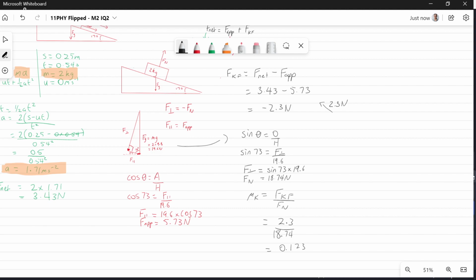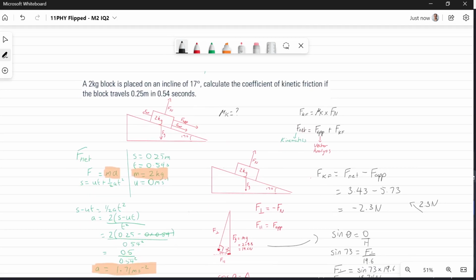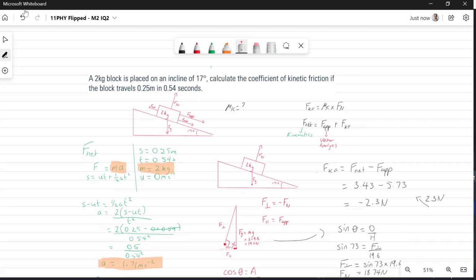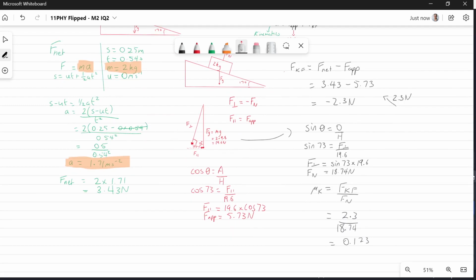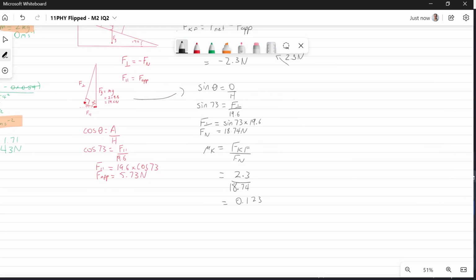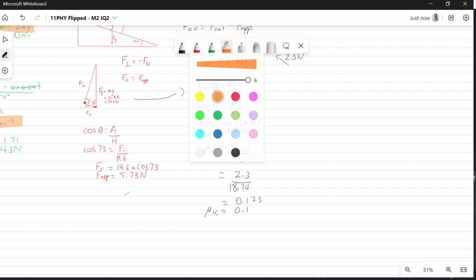0.123. Now, when we look at the original question and the data that we used in this problem, the mass of the block has only been reported to one significant figure here, 2 kilos, which is going to mean that we need to round our final answer to one significant figure as well. So the final thing that I'm going to write here is that mu k is equal to 0.1, and that's to one significant figure. And that here is going to be our final answer.